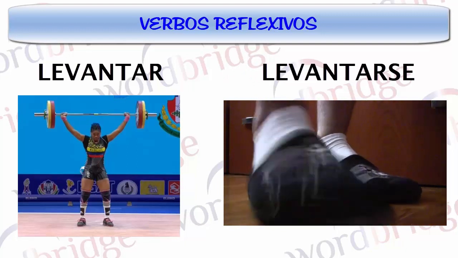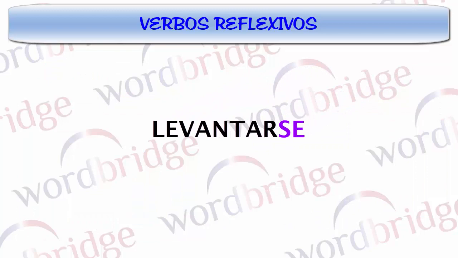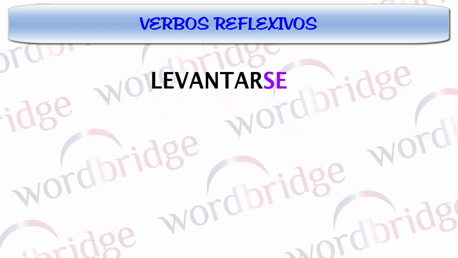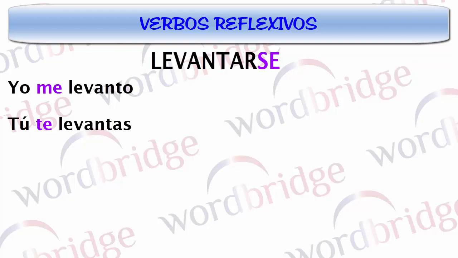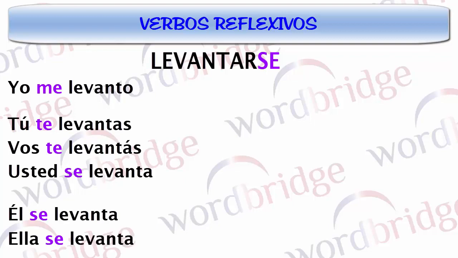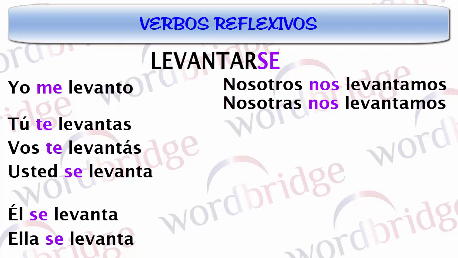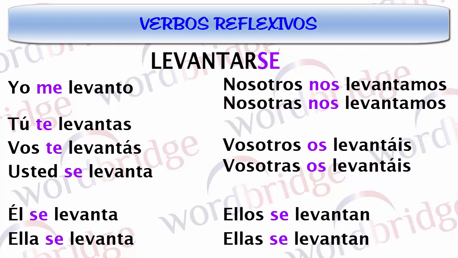To conjugate it, first we have to transform the reflexive pronoun se according to the noun or personal pronoun we'll use as subject. And then we conjugate the verb as usual, root plus ending. Here I'll conjugate it in present. Yo me levanto, tú te levantas, vos te levantás, usted se levanta, él se levanta, ella se levanta, nosotros, nosotras nos levantamos, vosotros, vosotras os levantáis, ellos se levantan, ellas se levantan.